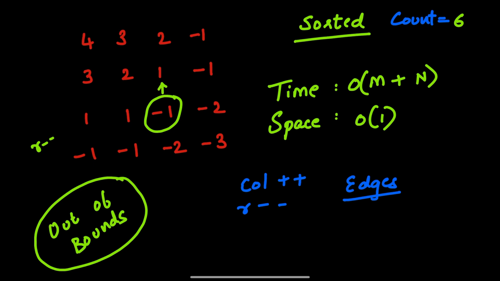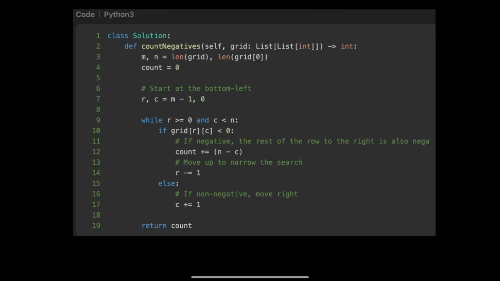Let's walk through its Python implementation. In this Python implementation, I start by initializing a couple of variables to record the total number of rows and columns, and the count variable to record the output. After that, I start a while loop to iterate through the elements until the row and column pointers go out of bounds.